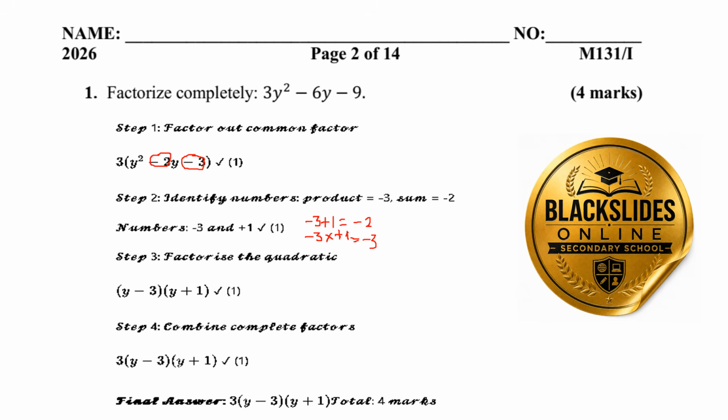All right. So what you do next is to rewrite this expression in terms of these numbers. So you obtain y minus 3 and y plus 1 as the factors of the quadratic expression in brackets there. This also gives you 1 mark.